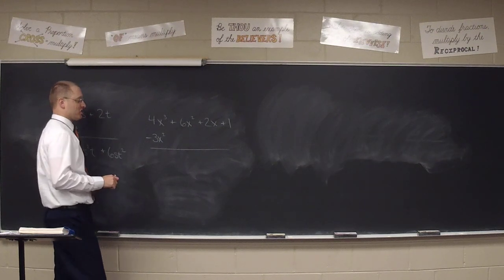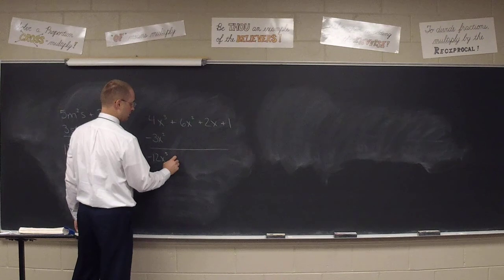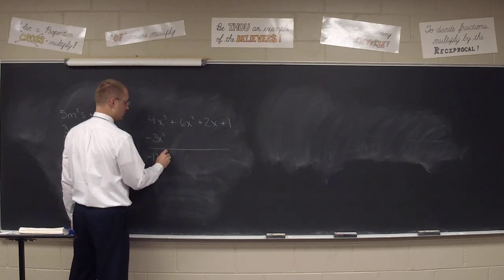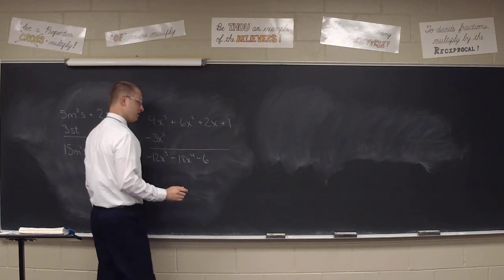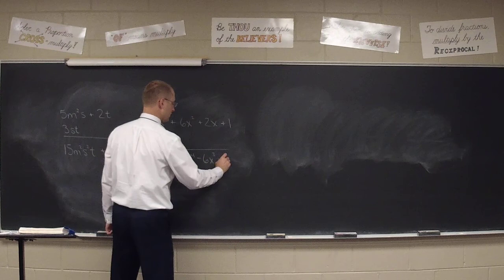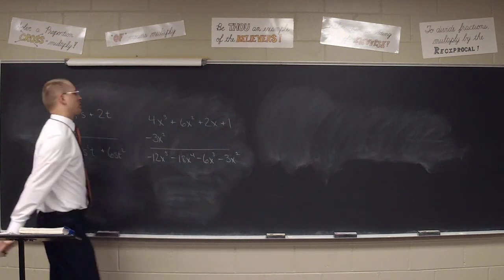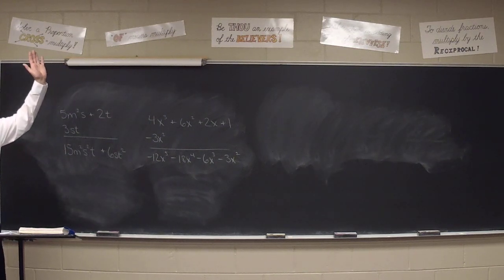All right, Dylan, what did you get? Negative 12x to the fifth, negative 18x to the fourth, negative 6x cubed, negative 3x squared. And that is the correct answer. How many had that same answer?